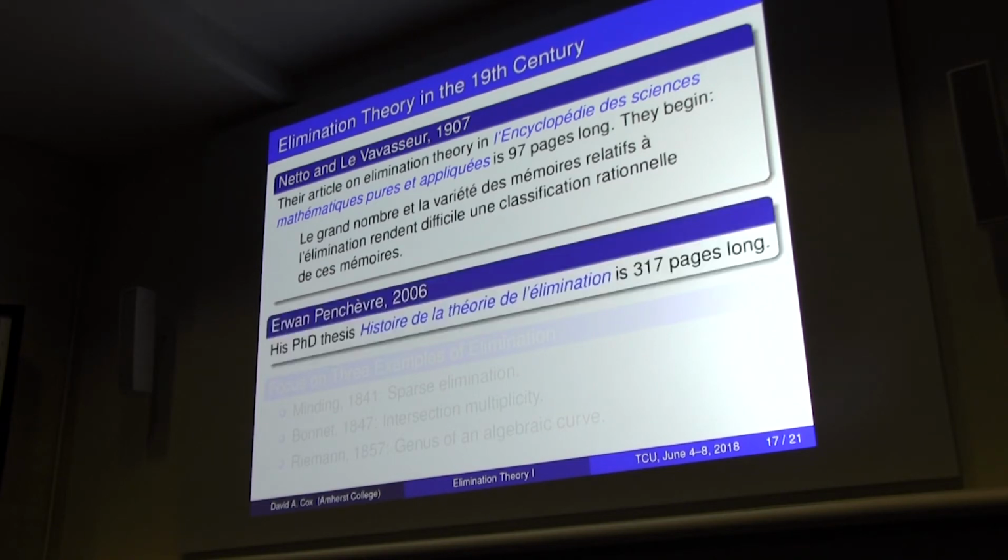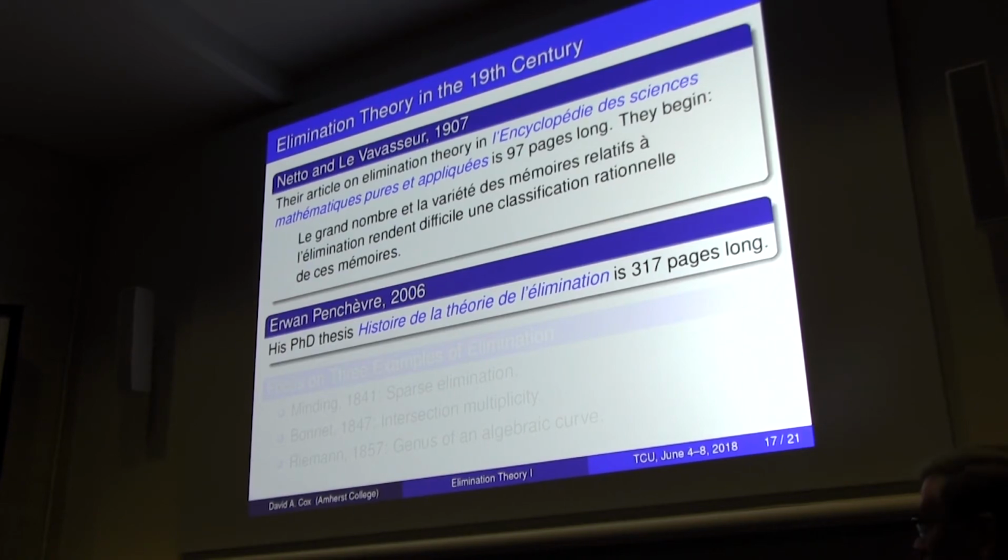And so the best reference I know is Penchevra, because we saw some of his pictures earlier. His PhD thesis, History of the Theory of Elimination, is 317 pages. Now, some of that deals with the 18th century, some of that deals with the 20th century. The bulk of it, though, is 19th century. So there's a lot that happened. So it's clear that I am omitting massive, massive amounts of stuff.